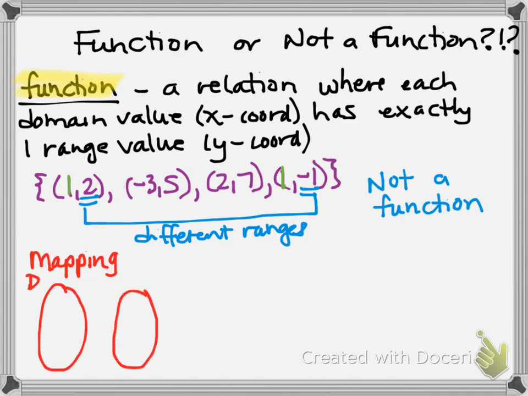The left circle is called your domain. So I'm going to box this. Your right circle is called range. And all you do is list the domain in the left bubble one at a time, and then you list the range in the right bubble one at a time. So with that same relation that we have, what are the domain values?